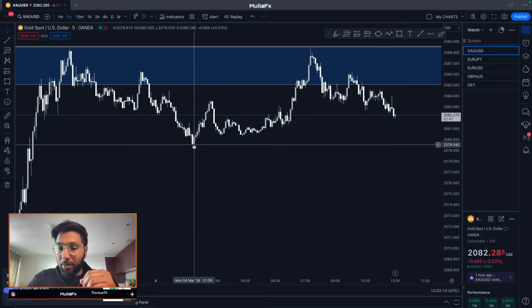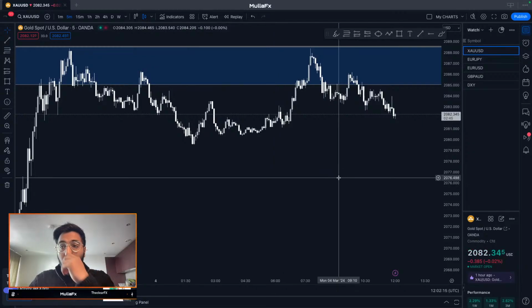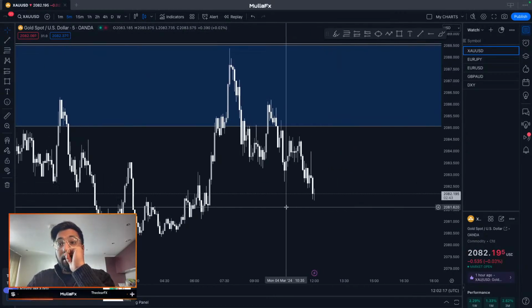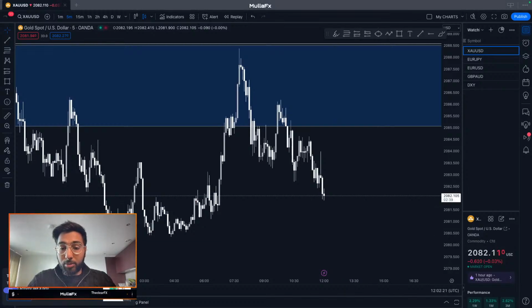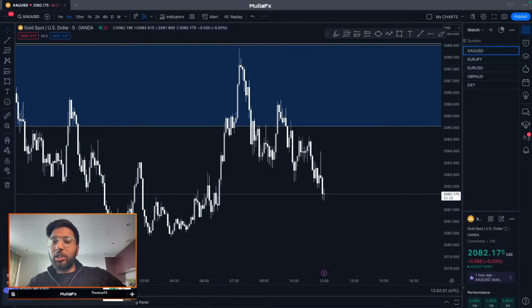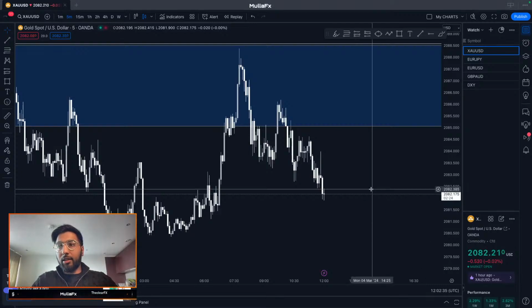I'm anticipating a bullish move. You're anticipating a bullish move of gold as well. Yeah, I'm definitely anticipating a bullish move. On the long term, definitely looking for a bullish move. Most definitely looking for a bullish move. If you guys are looking at any trades at the moment, let me know.